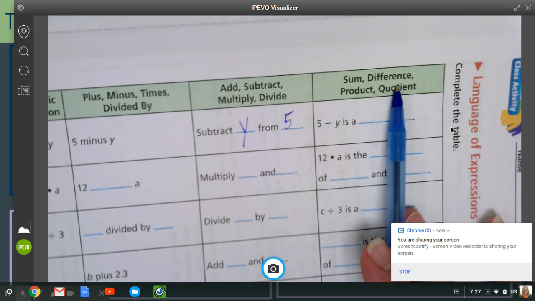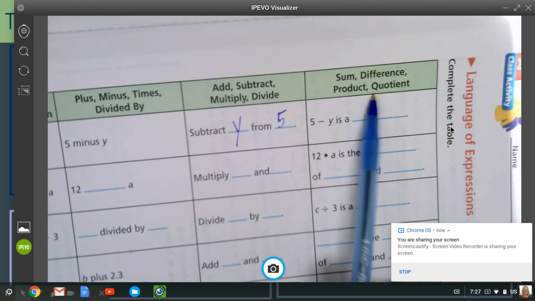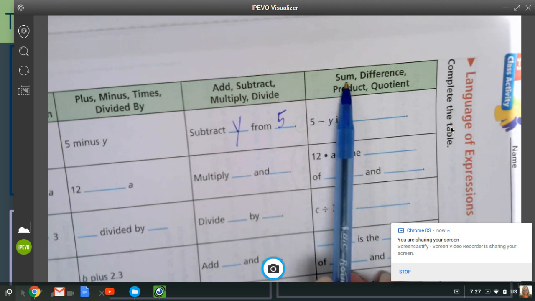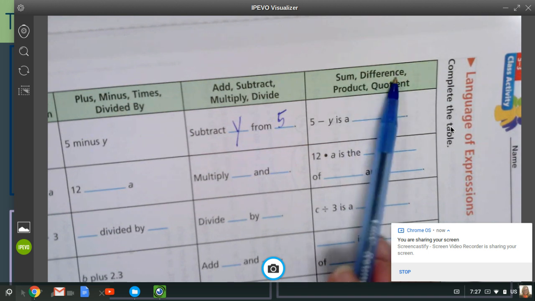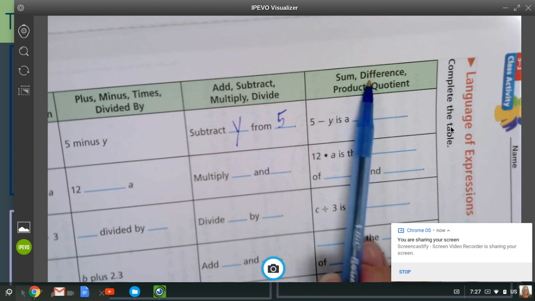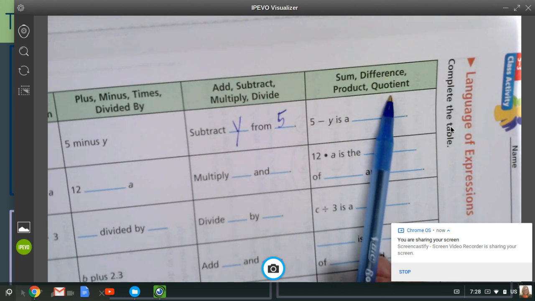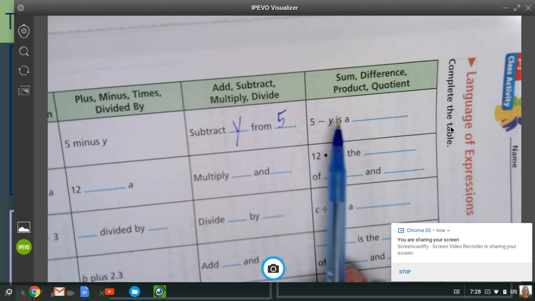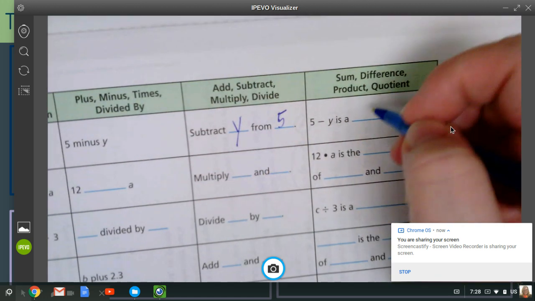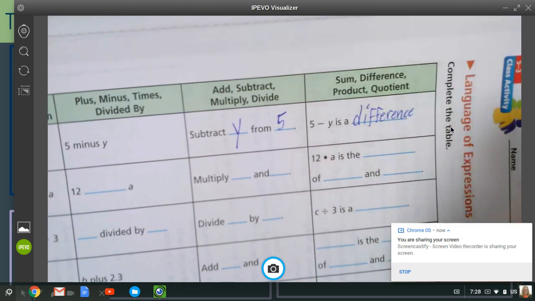Okay, and then these are the proper terms that you would use to say what the answers are in the different operations. So a sum is an answer in addition. Remember, the difference is what you get if you subtract one term from another. The product is the answer when you multiply. Quotient is the answer in division. So here we had 5 minus y, or we're going to subtract y from 5. So 5 minus y is a difference. So we're just practicing these terms with the vocabulary.